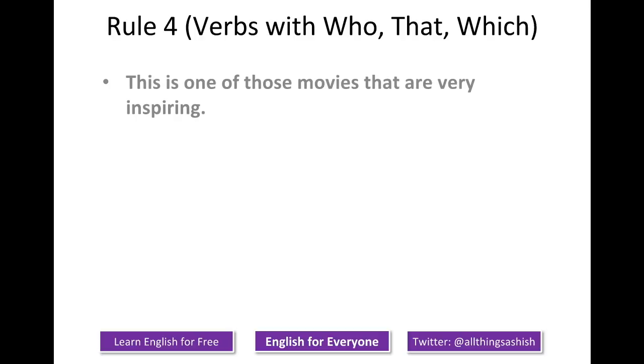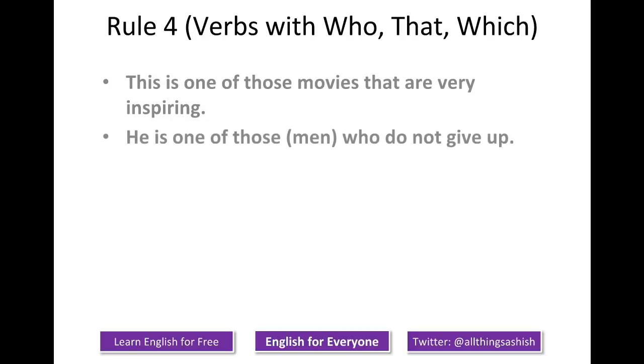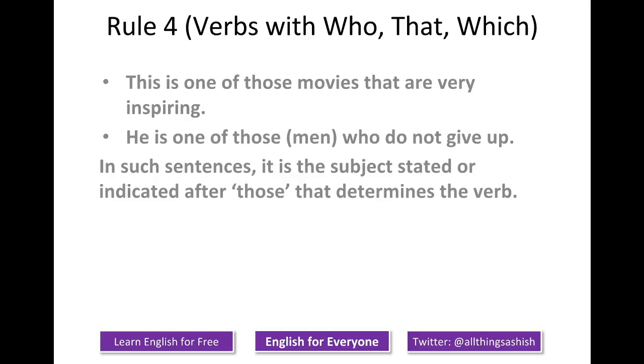Okay, let's look at some more examples. This is one of those movies that are very inspiring. He is one of those men who do not give up. So in such sentences, it is the subject stated or indicated after those that determines the verb. One of the mistakes that people make is that they consider in such sentences the word one to be the subject, but it is actually what's after those that determines the verb.